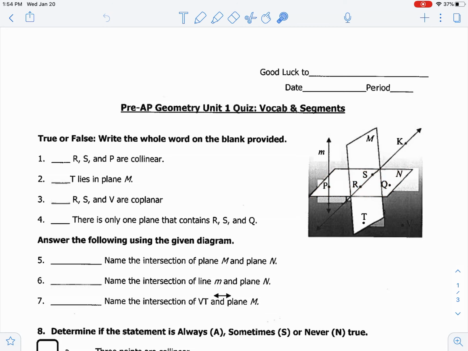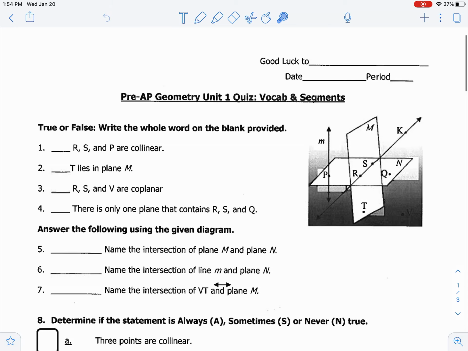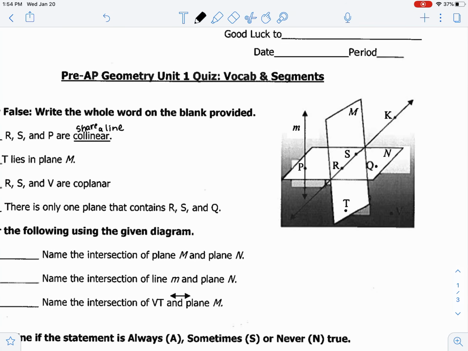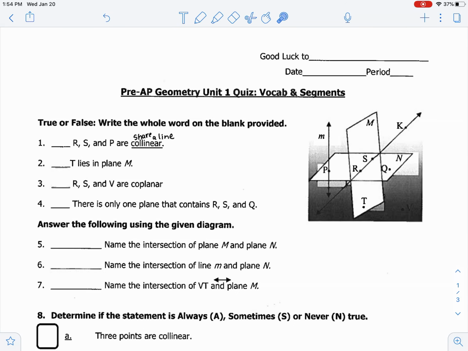Let's begin. It says R, S, and P are collinear. Well, in order to answer this question properly, we need to know what collinear means. It means they would all line up. You could draw a line through them. Share a line. So if I look at R, S, and P, I can't draw a straight line through all three, so they are not collinear. This is false.